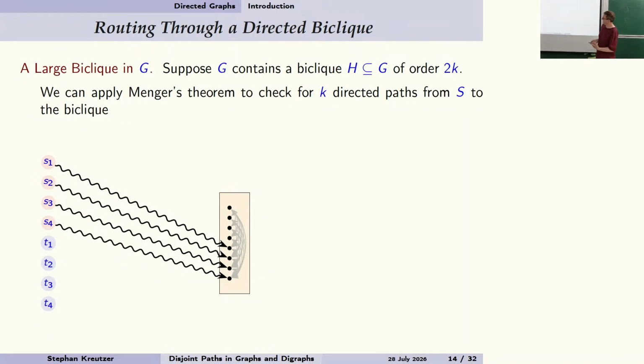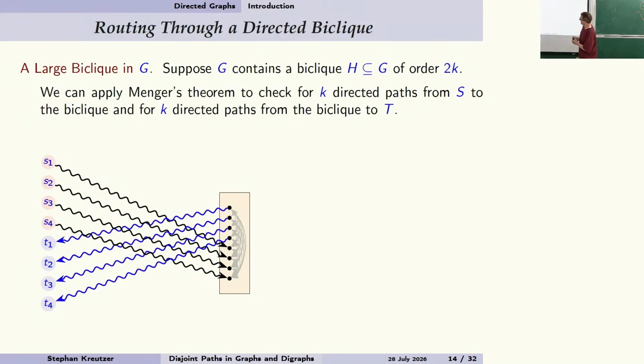Now, we can again apply Menger's theorem just to check whether we have k paths starting in the source vertices and ending in vertices in the clique. And we can apply it again to check whether we have k paths from the other clique vertices back to the targets. Right? So this we can do in polynomial time.